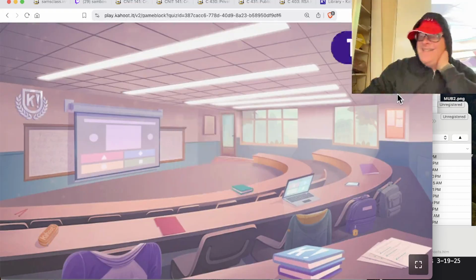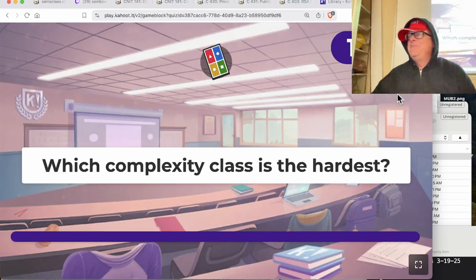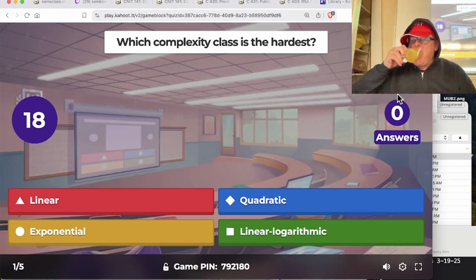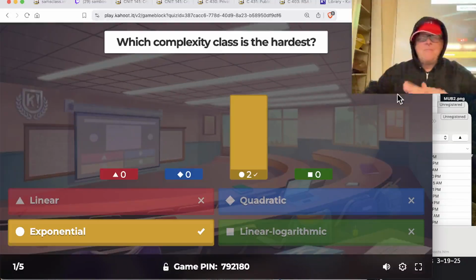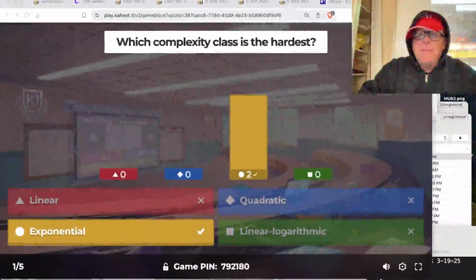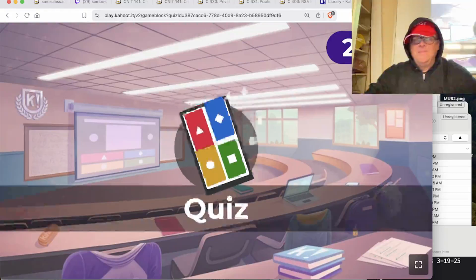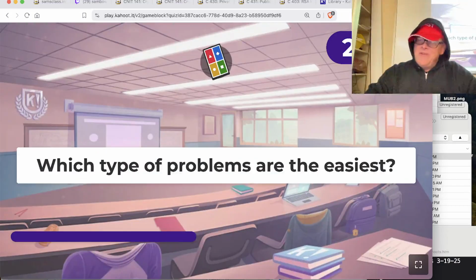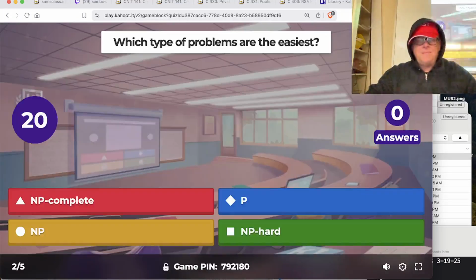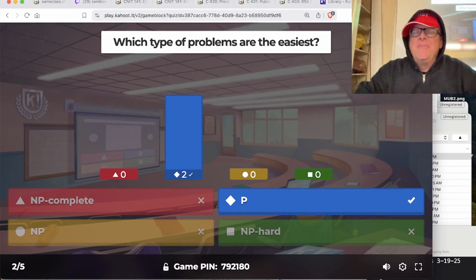All right, so which is the hardest complexity class? Exponential. 2 to the n, that's the biggest among these. All right, where are the easiest ones? P are the easy ones, the ones where you can solve them in polynomial time. All right.